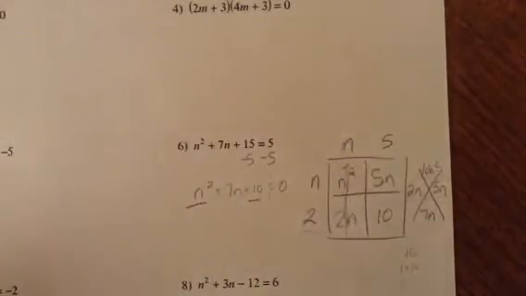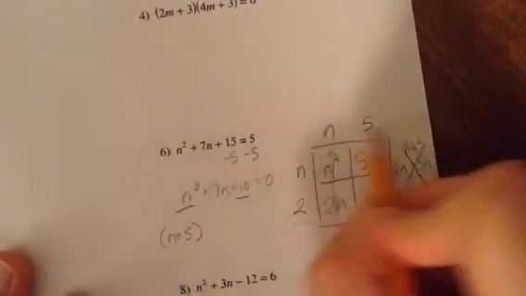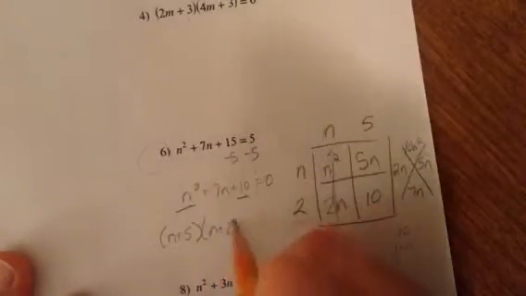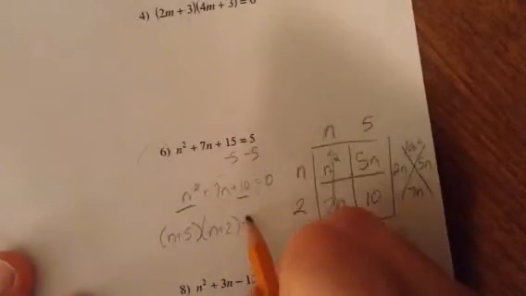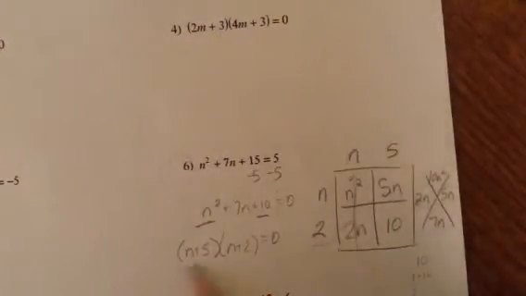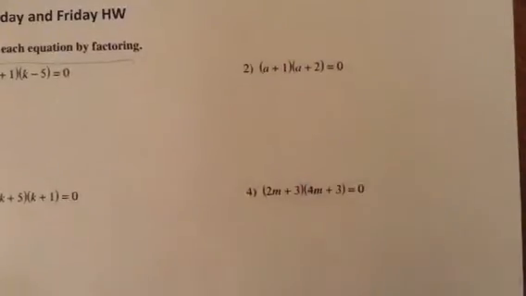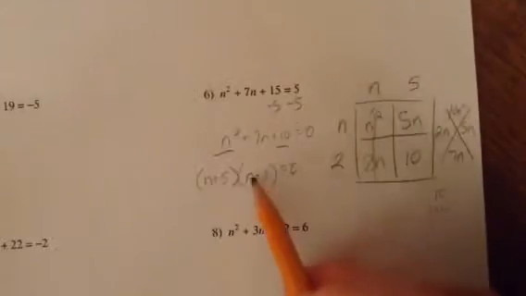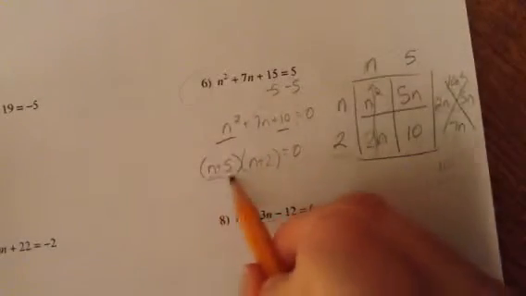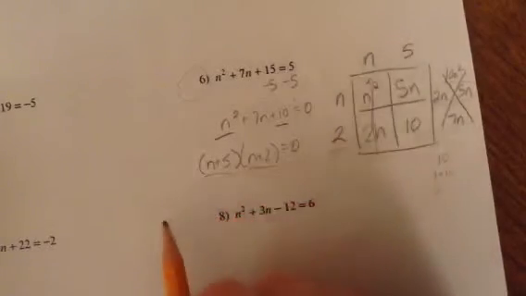Okay, now I've got my factors. I need to write it in factored form. n plus 5 and n plus 2. And it's still equal to 0, right? So notice that now this equation looks just like these equations. So if you're trying to do these, you can pick up from this instruction here. So at this point, you know the factors and you know they're equal to 0, so you just have to set each factor equal to 0.